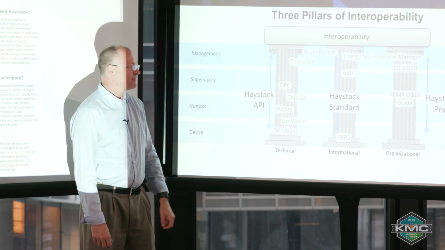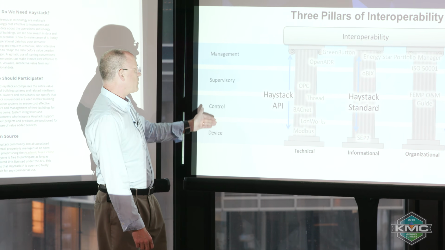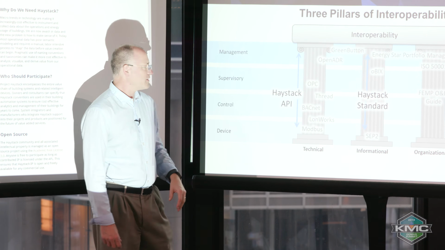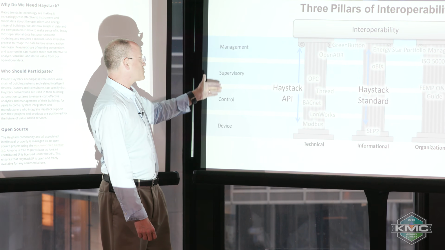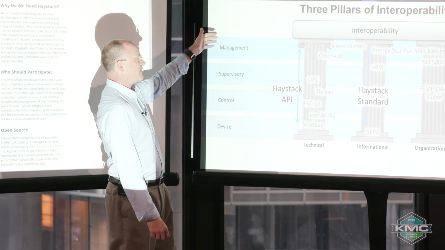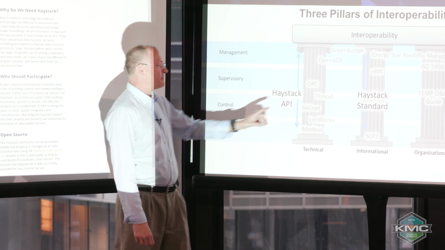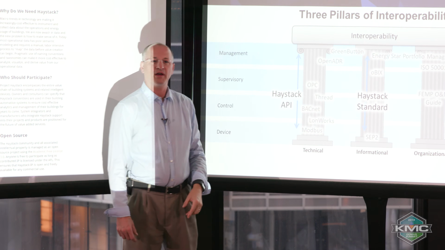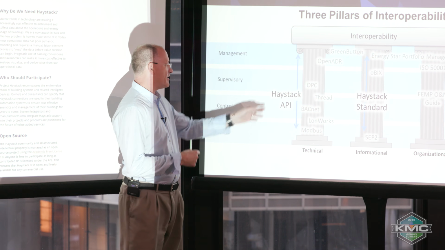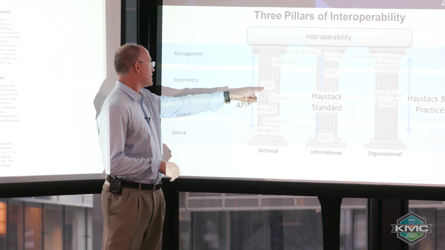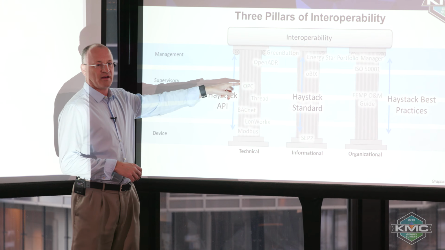Excellent analogy. And now as we work our way up the architecture, you'll notice that we've got control, we've got supervisory, and then we have the management level. And so we'll be talking about the standard being able to cross all the way up and down. Interestingly enough, the Haystack API, state of the art right now, is about here in the supervisory level.